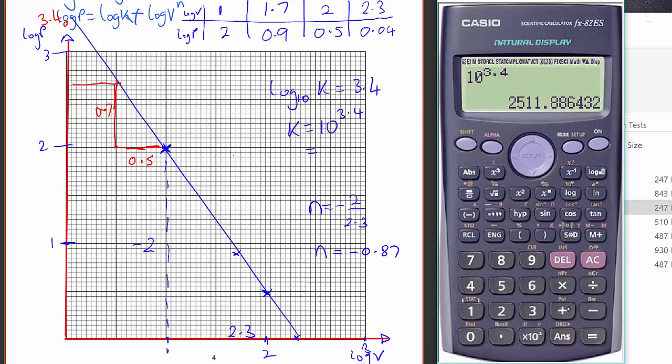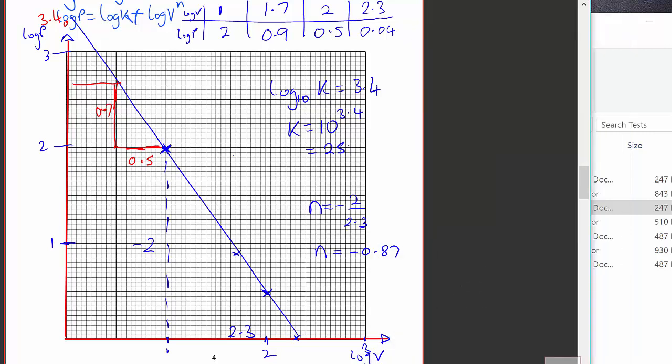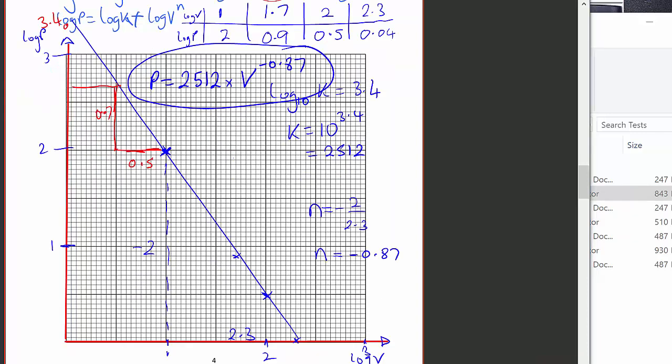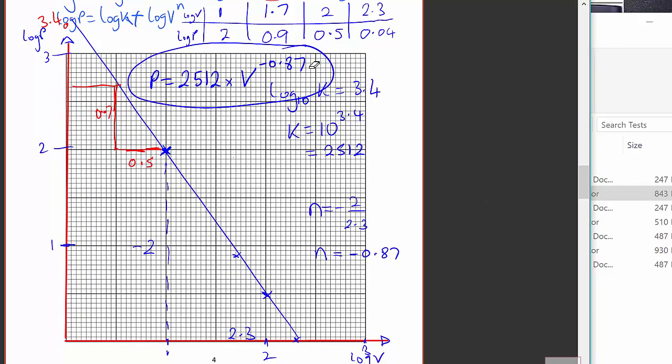So 2,512, we'll call that. And so we have P is equal to 2,512, that's our K, multiplied by V to the negative 0.87. Okay, I just spotted a mistake here. Okay, well, I spotted that before I moved on to the next bit.